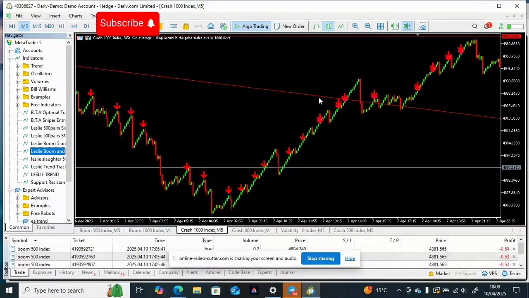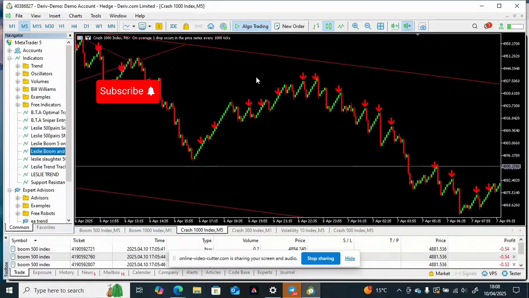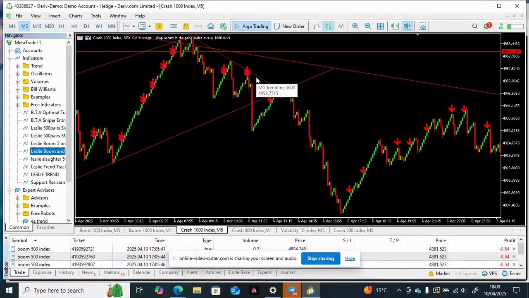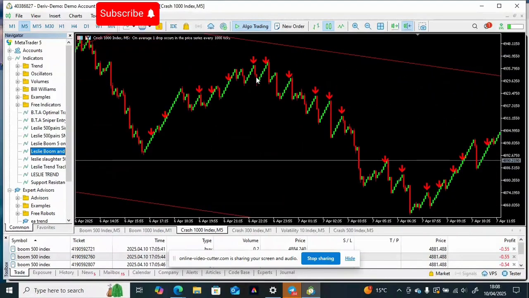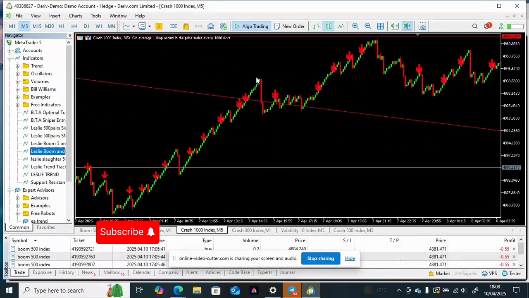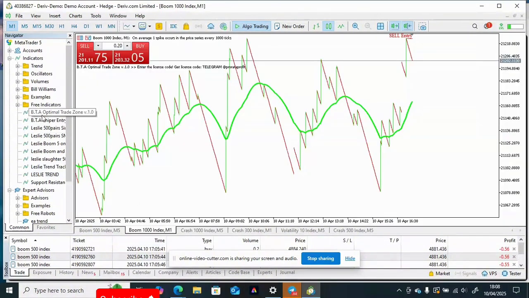So this is the situation right now with Crash 1000. You can actually use it on Crash 1000. I'm actually seeing some good results here. Oh, this is some good results. All right, so let's try Boom 1000.